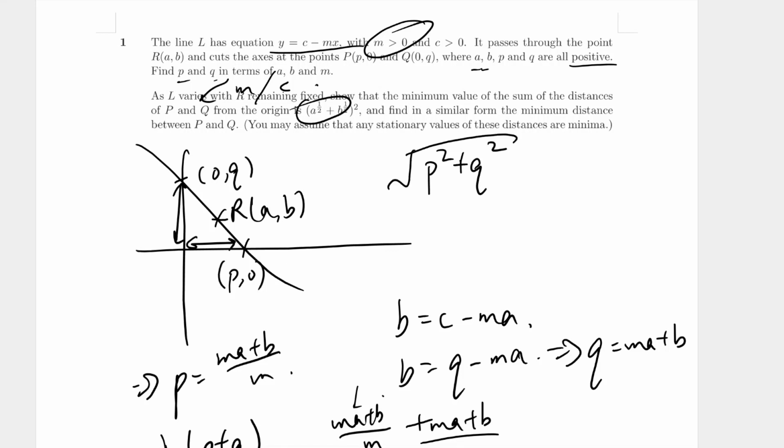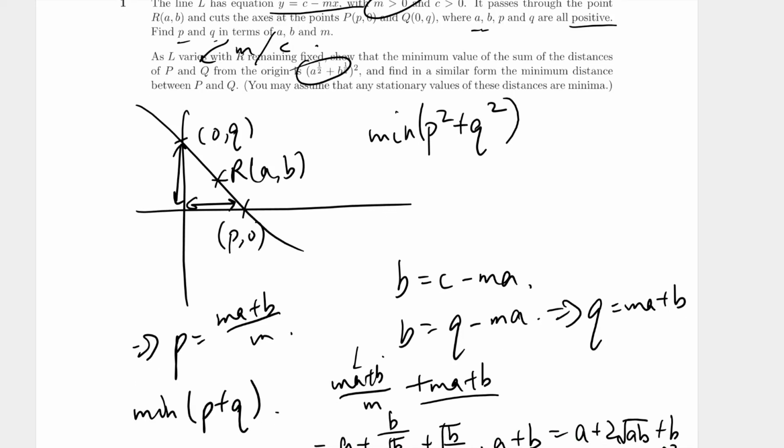Okay. And as I said in one of the videos on my channel, if you want to minimize something with a square root, just minimize the inside. So I want to minimize this essentially. Don't try to differentiate with the square root. Let me emphasize.